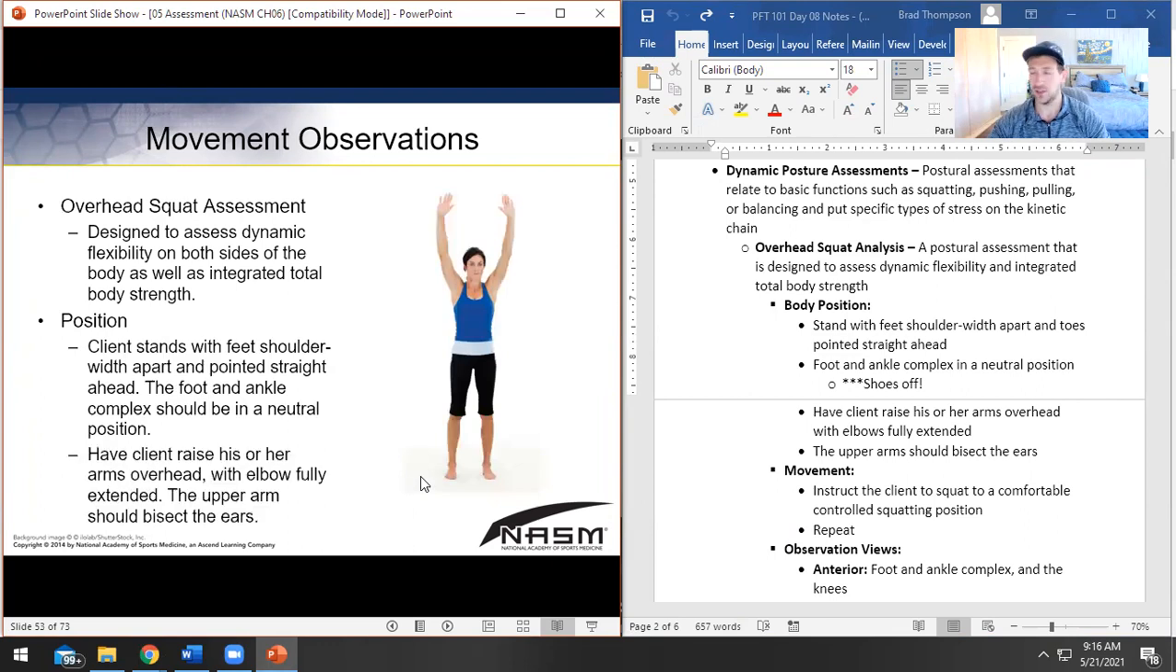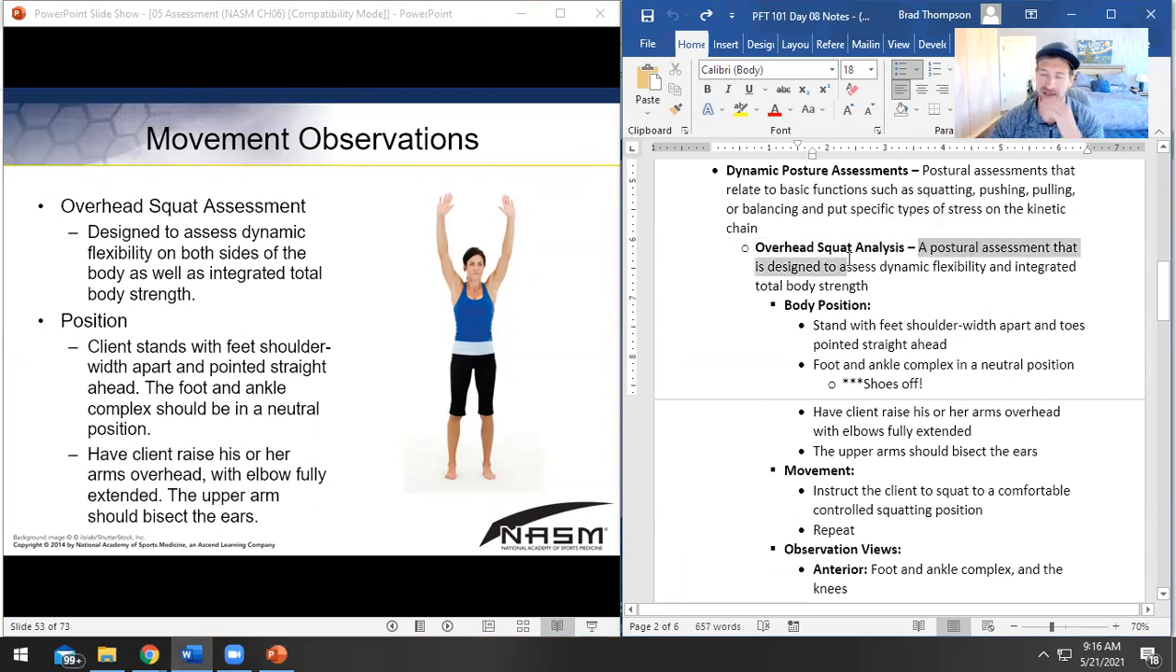So the big one, the king of assessments, is going to be our overhead squat analysis, right? This is a postural assessment that's designed to assess your dynamic flexibility, dynamic meaning movement, and your integrated total body strength. Basically, the overhead squat puts stress on most of your joints up your entire kinetic chain. It puts stress on the ankle, the knee, the lumbopelvic hip complex, the shoulders, and a little bit on the cervical spine, but not really. So it's almost everything, right?